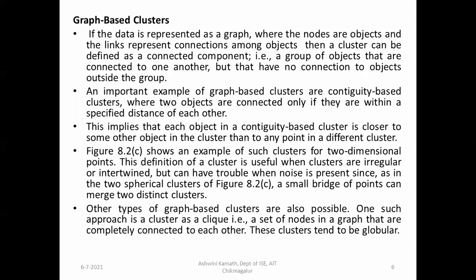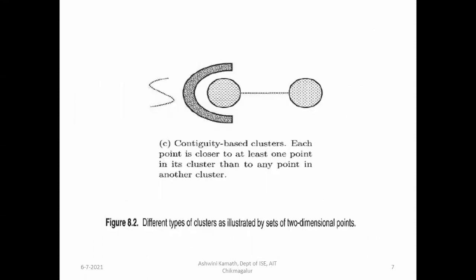The name is called clique here, and the nodes within the graph will be completely connected to each other. So each point will be connected to each point in the cluster. These clusters tend to be globular. Graph-based clusters are useful when we have irregular shapes of data points. So here, the clique will usually be in a circular shape. You can consider this example.